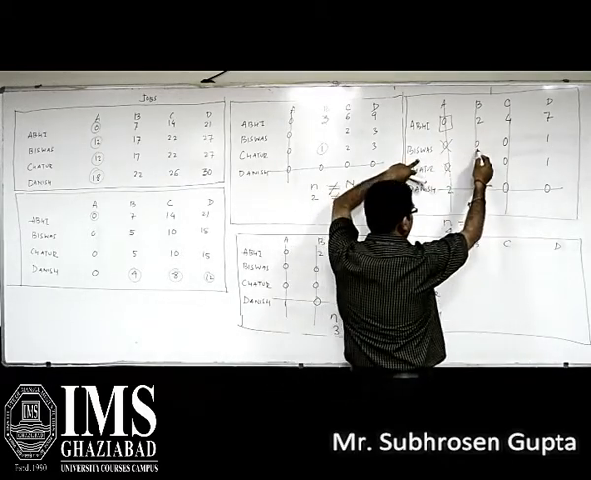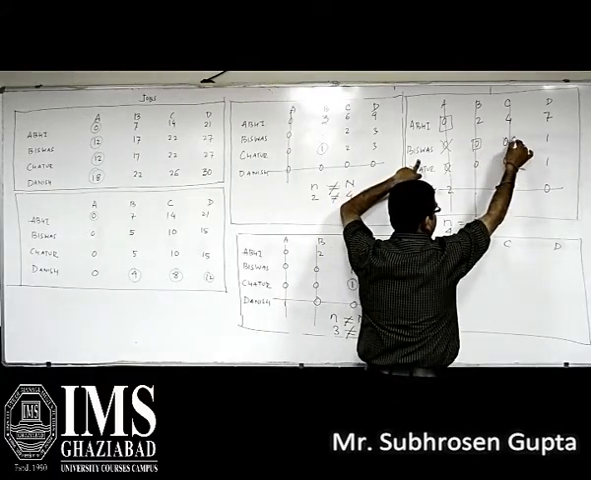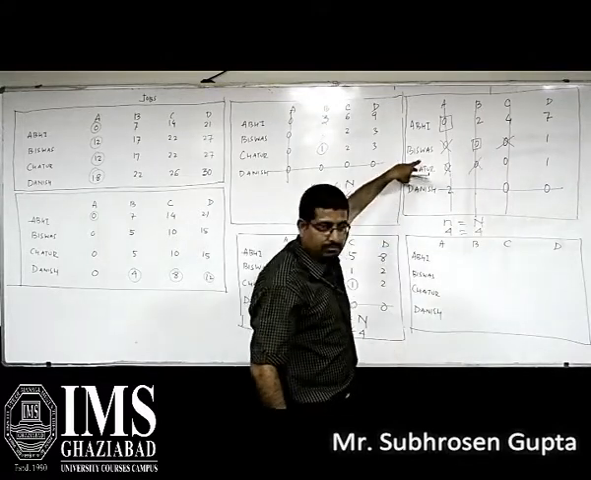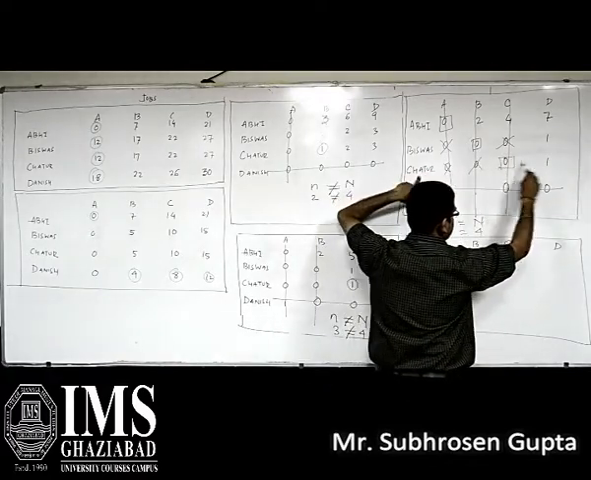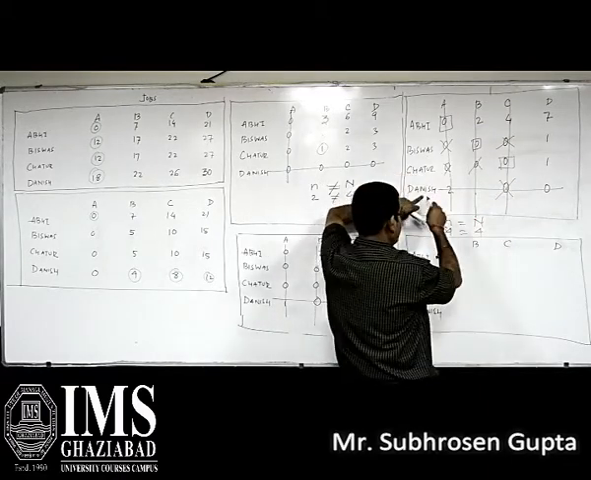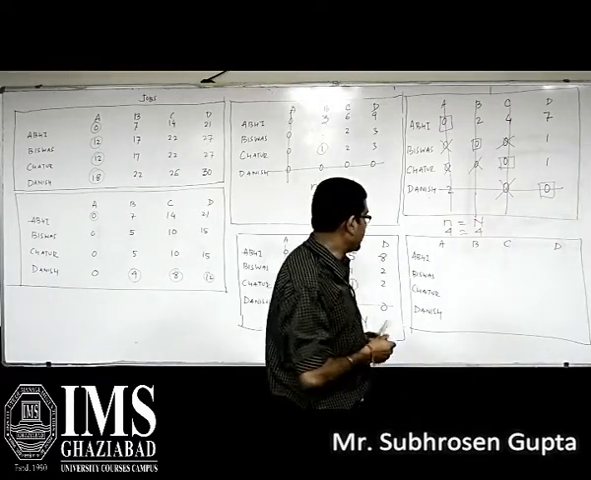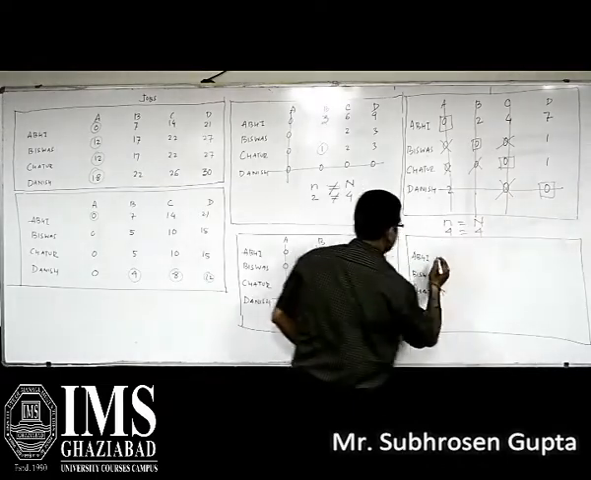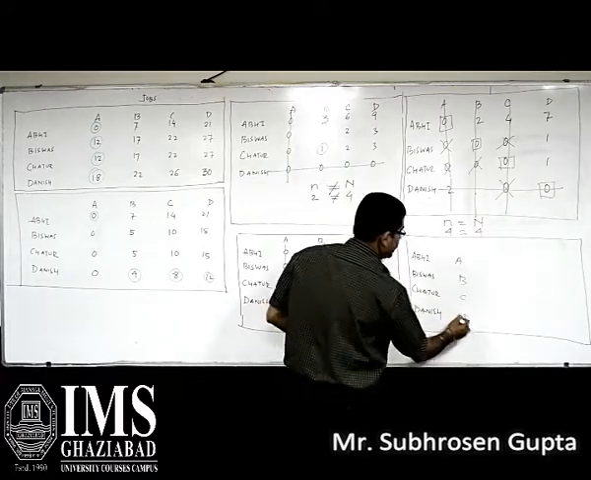Now come to Vishwas. If you are giving this job to Vishwas, this means Vishwas cannot do any other job and this job cannot be given to any other person. Come to Chatur. If you are giving Chatur this job, this means the C job cannot be given to any other person. Now Danish is left with this job only. Clear? So what is the solution? We will give Abhi job A, Vishwas B, Chatur C and Danish D.